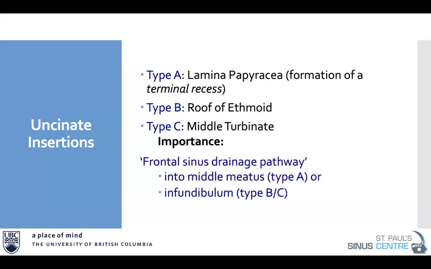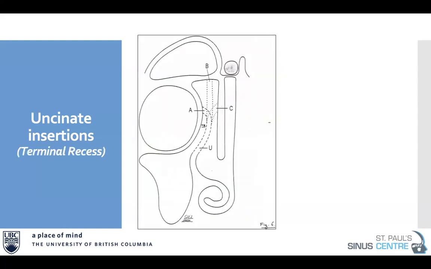The importance is to correlate the frontal sinus drainage pathway to the uncinate insertion. So if it's a type A, then the frontal sinus drainage pathway is draining into the middle meatus. And if it's a type B or C, then the frontal sinus drainage pathway is into the infundibulum. So if you look at this here, in 66% of patients, about two thirds, it'll be a type A, that'll be more dominant. And in a third, it'll be either a type B or type C.